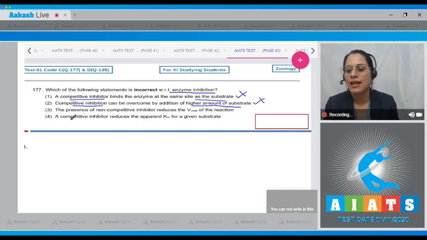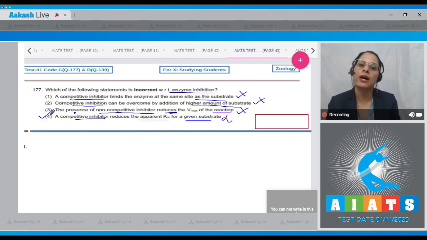The next statement says, the presence of a non-competitive inhibitor reduces the Vmax of the reaction. This is also a correct statement, so it cannot be a correct answer to our question. And the last statement is, a competitive inhibitor reduces the apparent Km for a given substrate. This is an incorrect statement and is a correct answer to our question.